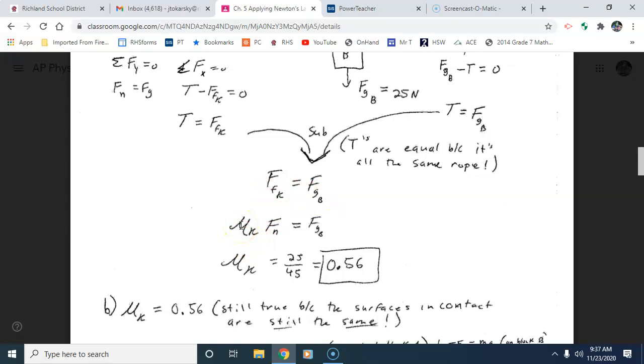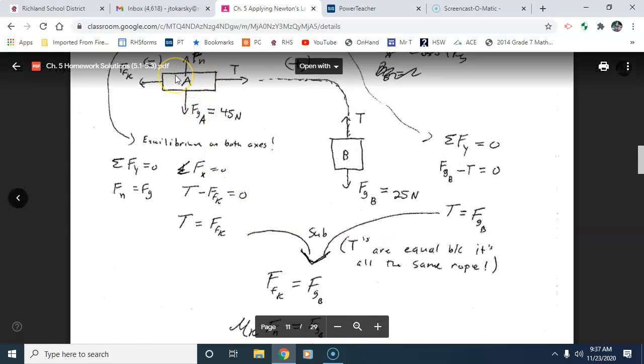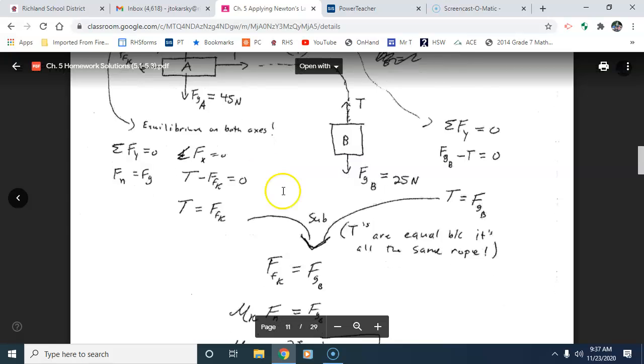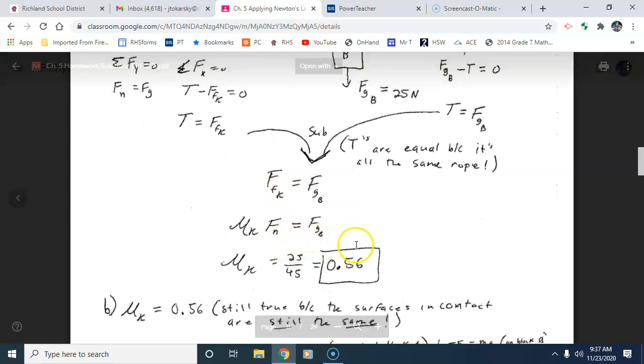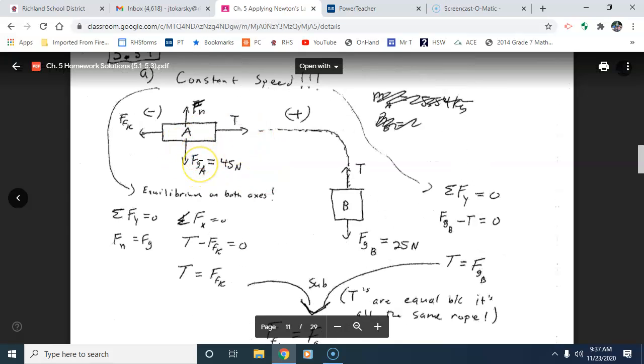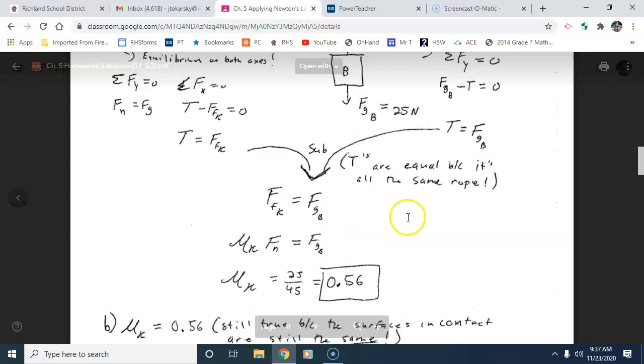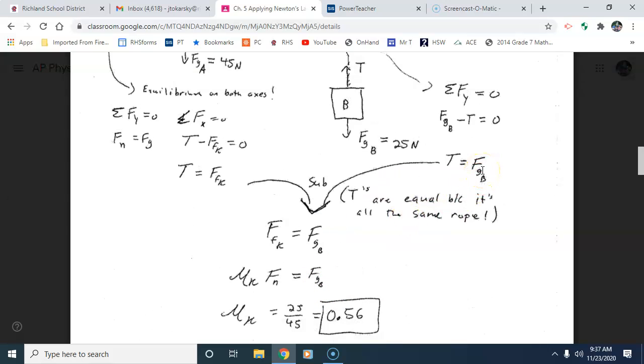Mu K, that's what we want to solve for, right? Times the normal force that was on block A, right? Is where the friction came in. So that normal force we already said equals the weight of A, so we'll sub in 45 in a little bit. And that equals, by this equation and subbing, 25, right?